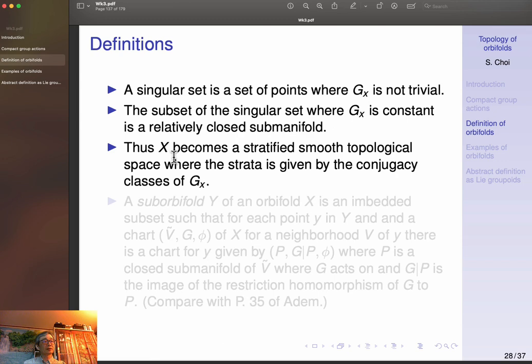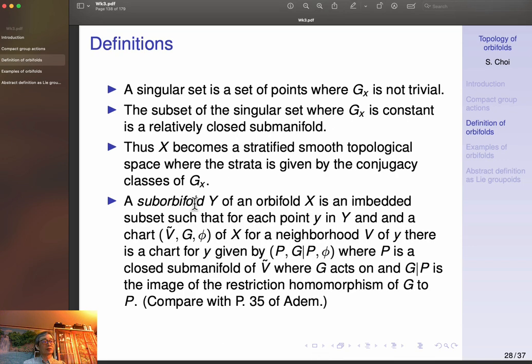So using this fact, X becomes a stratified smooth topological space where the strata are given by the conjugacy classes of G_x. Here I didn't really define what a stratified smooth topological space is; we will define this shortly. Stratified just means that it is a union of smooth topological manifolds, and then you use some type of weak topology, and there's some tubular neighborhood condition there, but we will talk about that later.